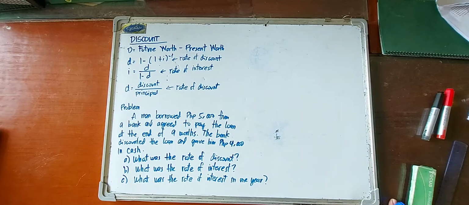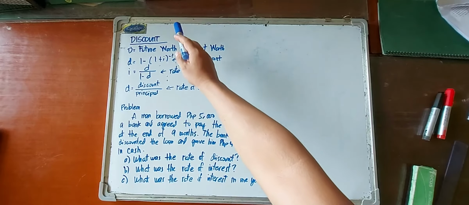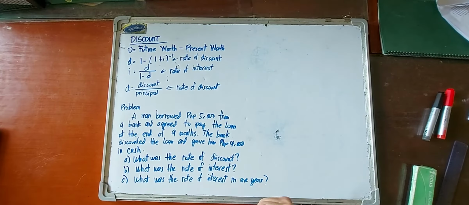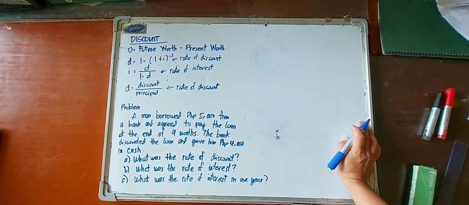Okay, so our topic for today is discount. So what is discount? Discount on a negotiable paper is the difference between the present worth and the future worth. Discount is interest paid in advance.